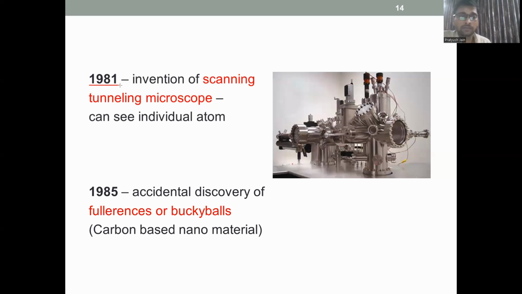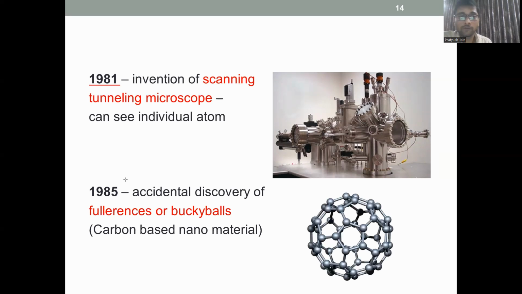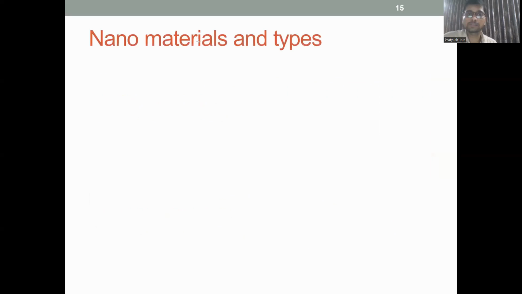Another major milestone that came was the accidental discovery of fullerenes or buckyballs. These are carbon-based nanomaterials. So this is a brief history and origin of nanomaterials.